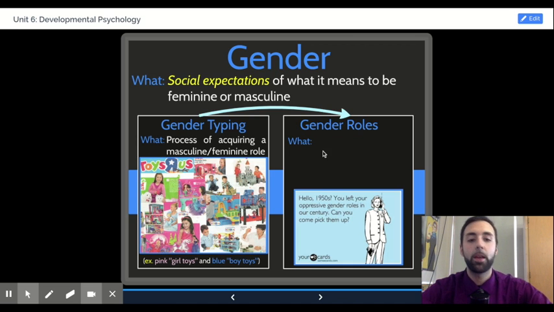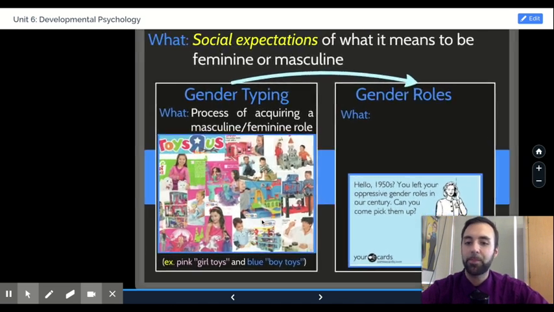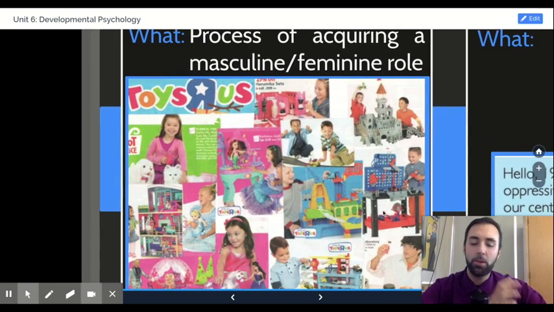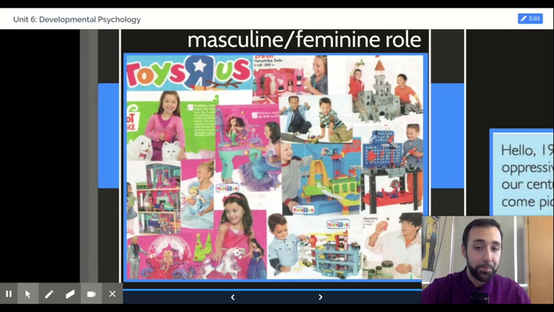Like, for example, although Toys R Us is now defunct, when you go back and look at old Toys R Us ads, as we actually did in this unit, you'll notice a very clear color scheme between toys designed for females and toys designed for males. You'll notice sort of the blue tint in both of these. You'll also notice the toys are geared towards behaviors and stereotypes associated with males and females.